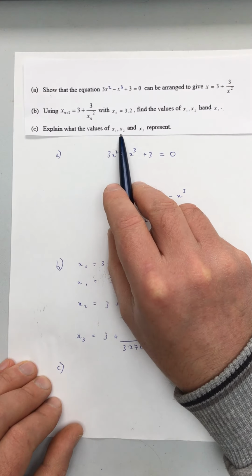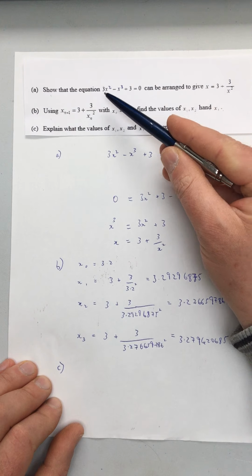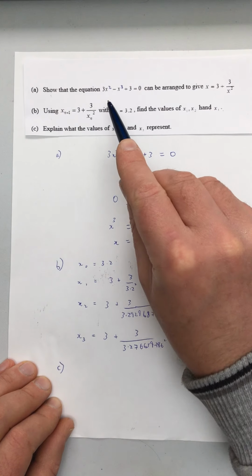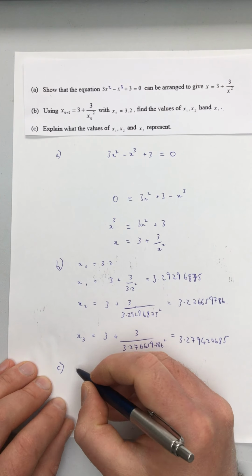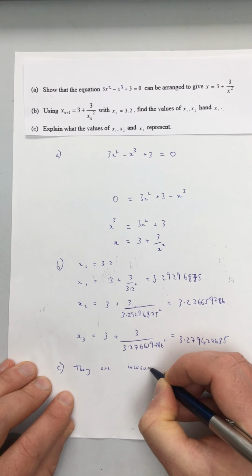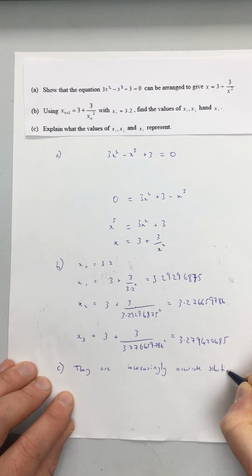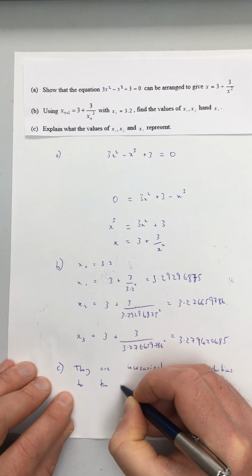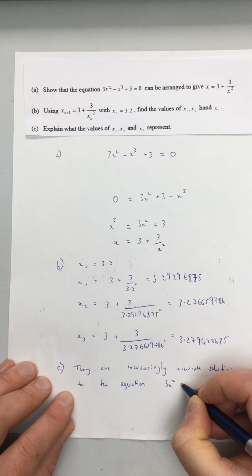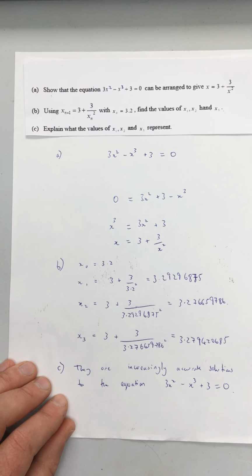Now, part C would probably be a 1-mark question in the exam. Explain what the values of x1, x2, and x3 represent. They are actually solutions to this equation. So they're increasingly accurate solutions to the equation 3x squared minus x cubed plus 3 equals 0. You might call them roots as well, you might see that written.